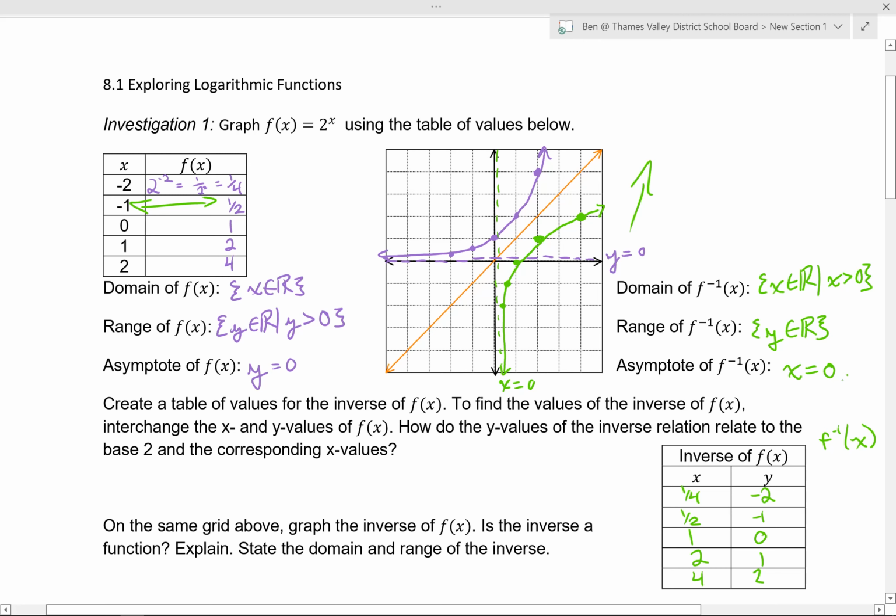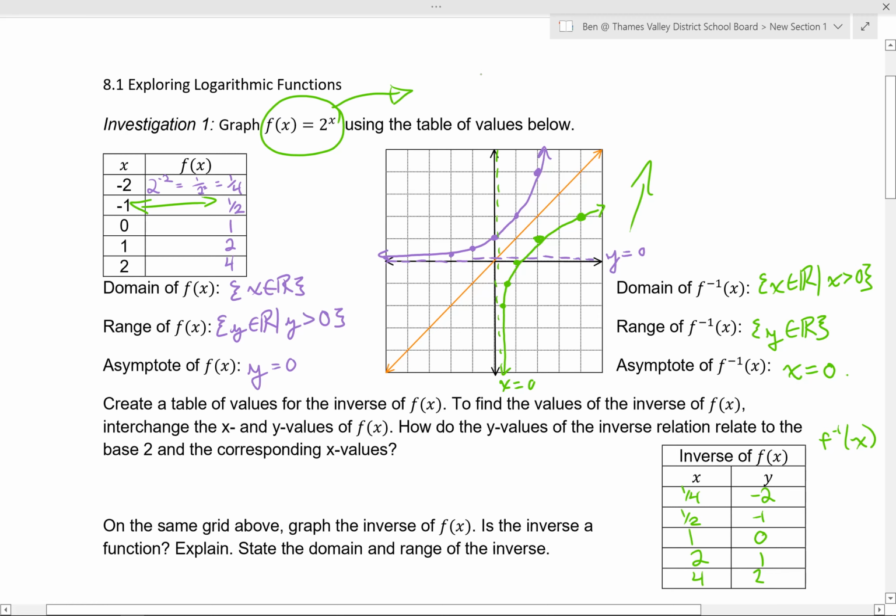So how do the y values of the inverse relation relate to the base 2 and the corresponding x values? Well, these are all exponents that the base 2 must be raised by to get these x values, right? So we're remembering where this inverse function comes from. f(x) = 2^x. Well, what we're plotting is the inverse of that.